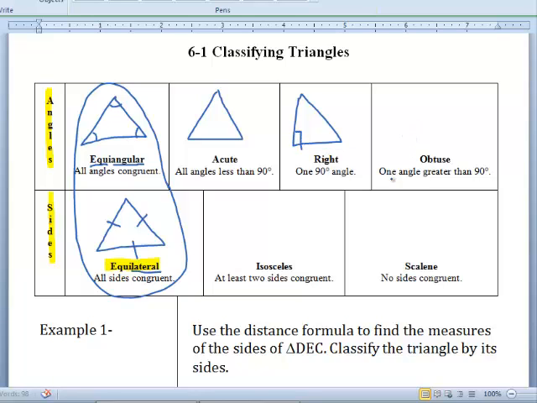An obtuse triangle has one angle greater than 90 degrees. So there's one that's greater than 90 degrees. And clearly that one is past 90 there. In an obtuse triangle, it's only possible to have one angle greater than 90 degrees. Think to yourself, why can you not have two angles greater than 90 degrees? Well, you should also know that all three angles add up to 180. So if two angles are greater than 90 degrees, that's more than 180 by itself. So we can't have a third angle, and the triangle just doesn't make sense then.